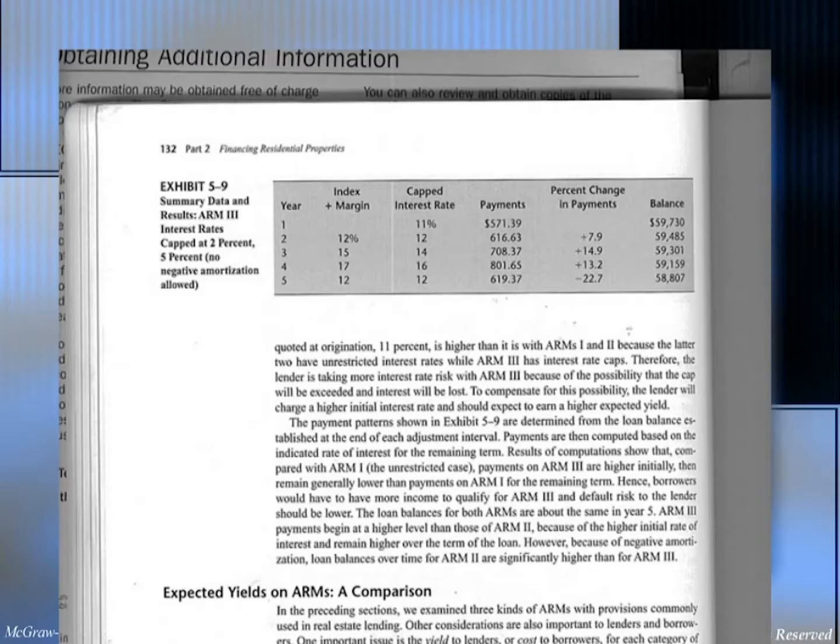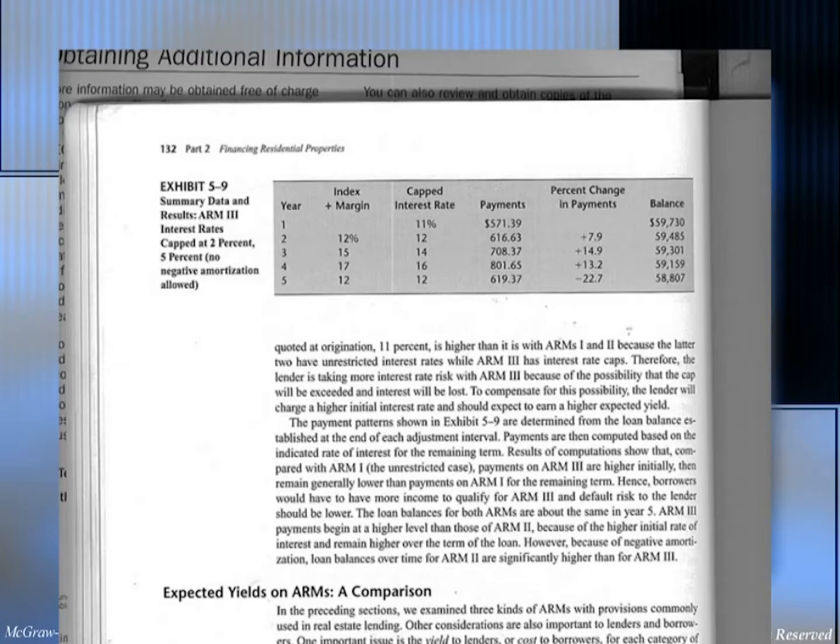And so now we use the 12% with the $59,730, but now it's only for 348 months, and we calculate at 12% what that payment would be, and it's $616.63. So that's a 7.4% increase. Calculate the ending balance, $59,485.